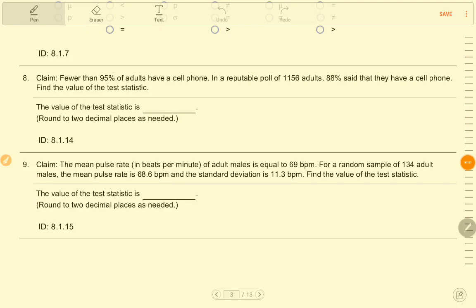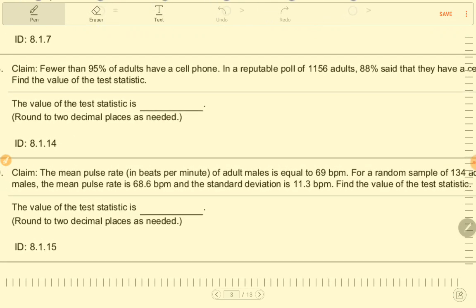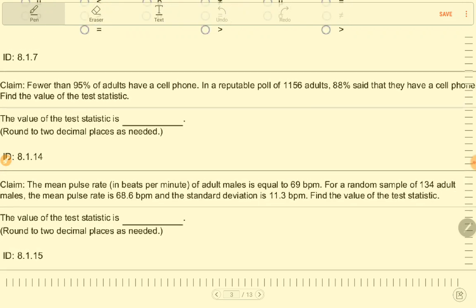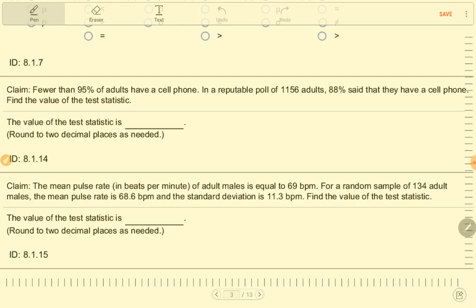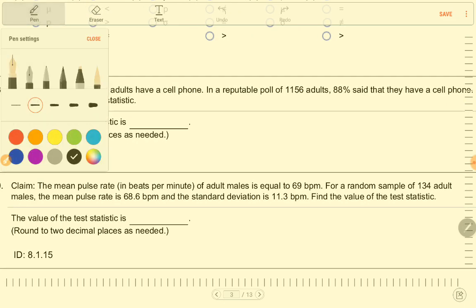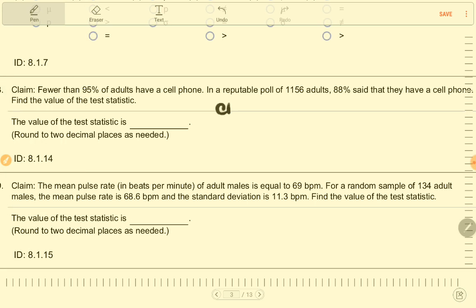Hi guys, in this example I'm going to go through how you can calculate the test statistic, which is one step in the entire hypothesis testing process. So this claim says fewer than 95% of adults have a cell phone. Just let me write that down. The claim is that less than 95%, so that's a proportions claim: less than 95% of adults have a cell phone.